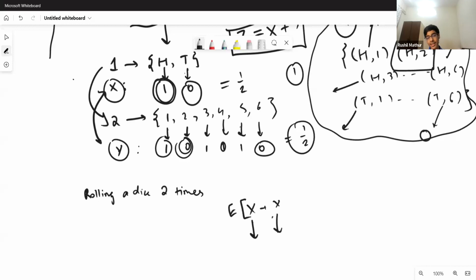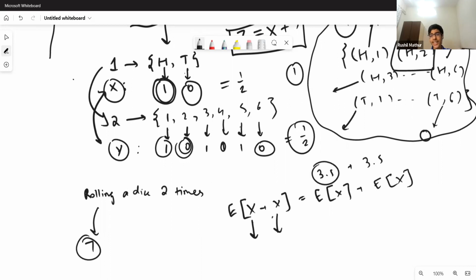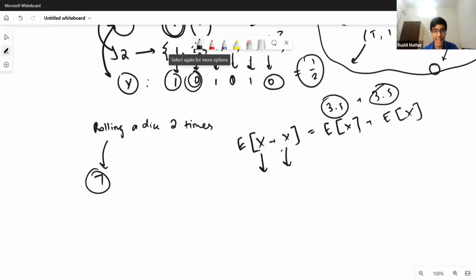So for rolling a dice 2 times, my expected value comes out as 7, because it's 3.5 plus 3.5. And this makes sense. You roll it one time, 3.5 is the average, and the next time 3.5 is the average again, so the total sum should be 7. Makes sense. But the issue is, this only worked out so well because we had this thing called independent events.